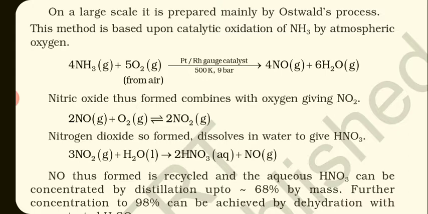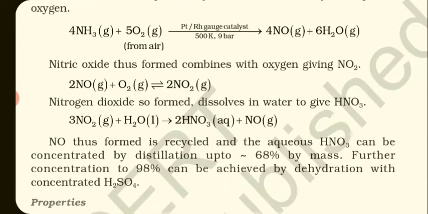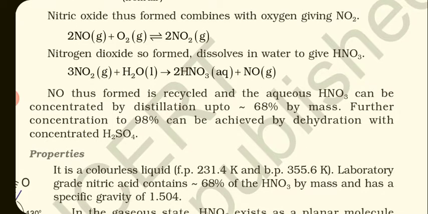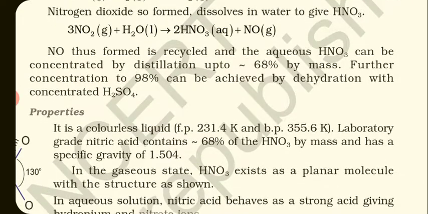This method is based upon catalytic oxidation of ammonia by atmospheric oxygen. In that case, 4NH3 reacts with 5O2 in the presence of platinum or rhodium gauze catalyst at 500 Kelvin and 9 bar pressure. You get 4NO plus 6H2O. Then the nitric oxide thus formed combines with oxygen giving NO2: 2NO plus O2 gives 2NO2. Nitrogen dioxide so formed dissolves in water to give HNO3.